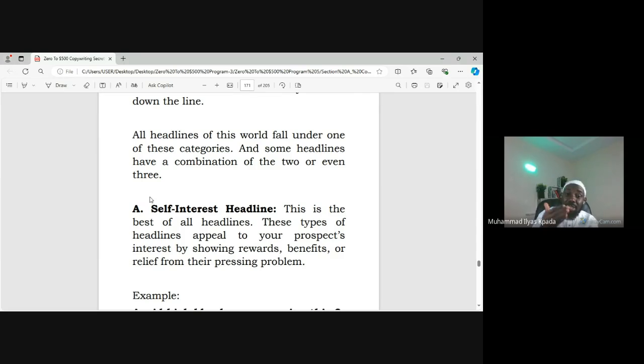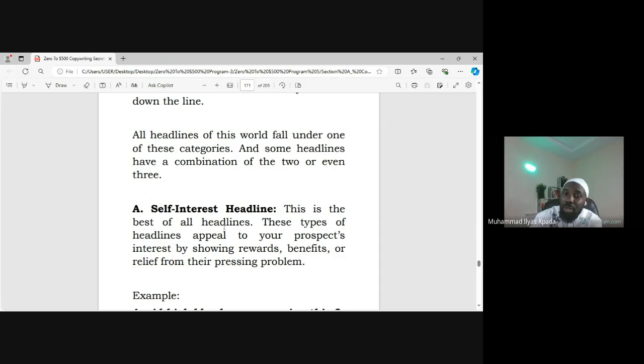Then the curiosity headline: he put curiosity as the headline because you can be curious about something and decide to check it out later because you are busy. I think this justification is fine. Under the self-interest headline, there are a lot of other things. Under the curiosity headline, there are also a lot of other things, but I'm just giving you the basics because this is a cheat sheet, right?